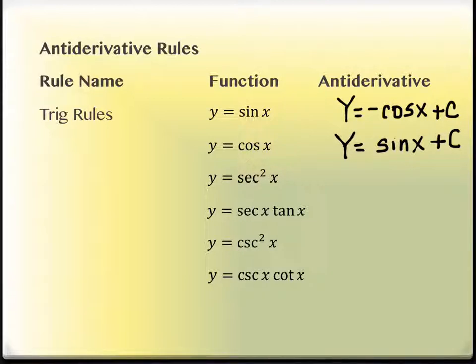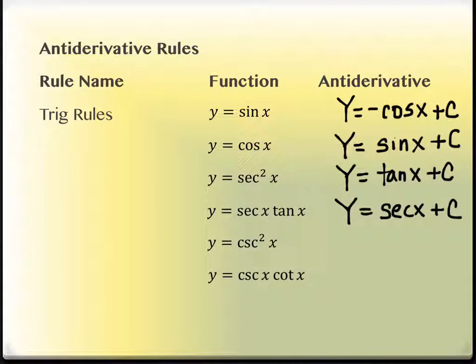Secant squared. Whose derivative was secant squared? Tangent. So the antiderivative of secant squared is actually tangent of x plus c. Whose derivative is secant x tangent x? That is secant of x plus c.